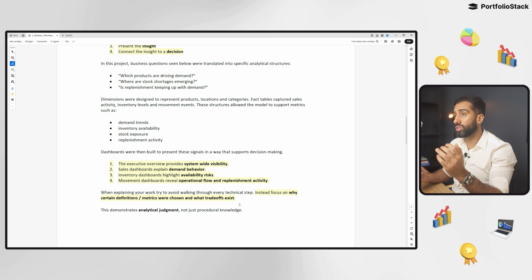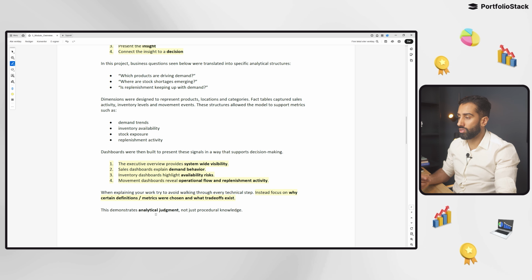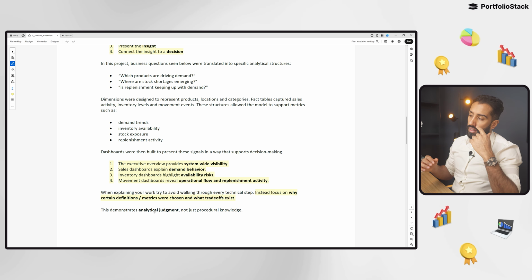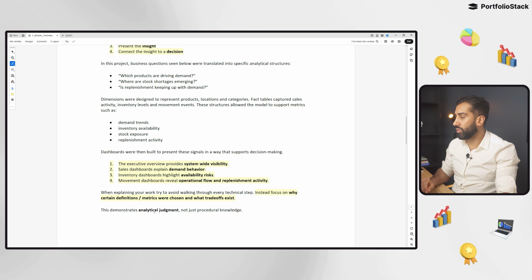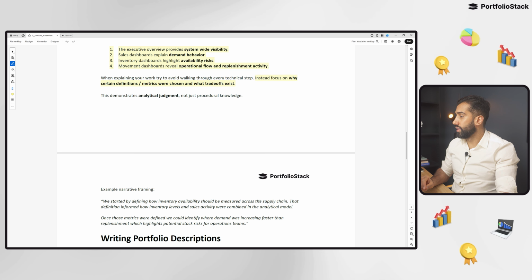Because sometimes there's lots of data. What do we go with? What do we focus on? This demonstrates analytical judgment, not just procedural knowledge. And within the world of data and analytics, procedural knowledge is just knowing that it goes A, B, C. It's just knowing the steps. But as you go, you need to have some analytical judgment, which is also very important.